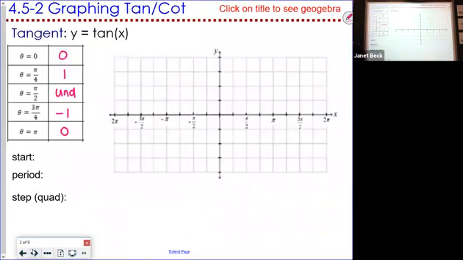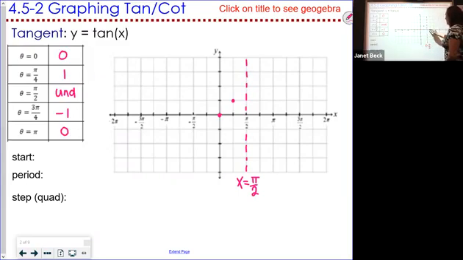So let's graph one of these. When your angle is 0, I want my function to be 0. When my angle is pi by 4, my function is 1. When my angle is pi by 2, it's undefined. So I'm going to get a vertical asymptote at x equals pi by 2.